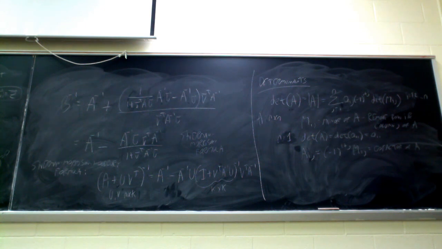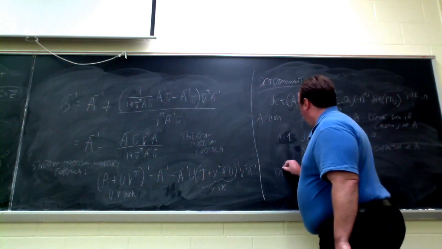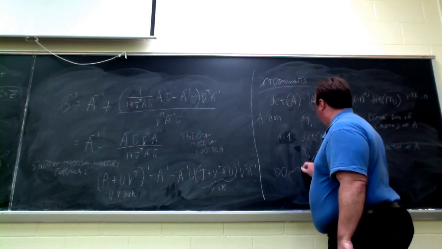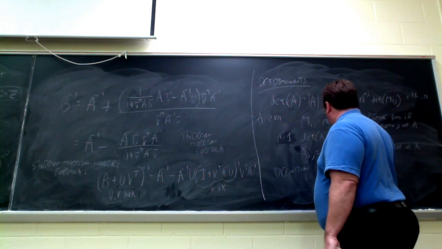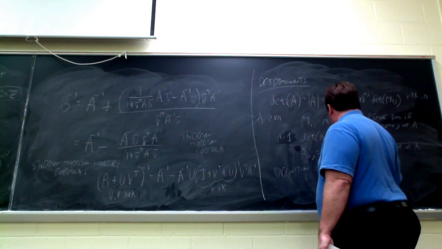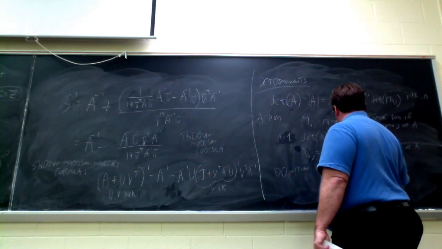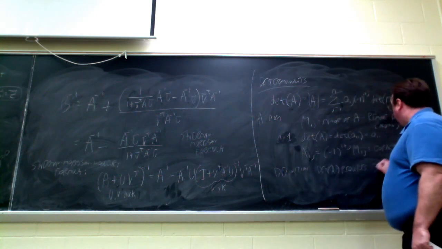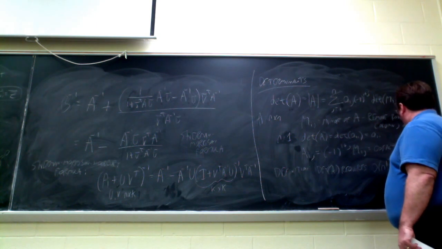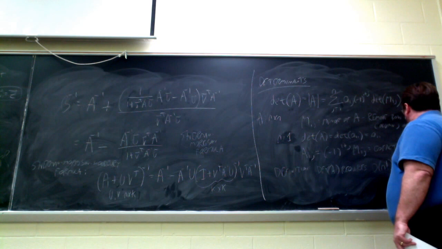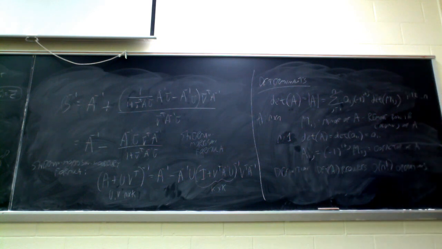Okay. But the problem is, this definition means that computing the determinant of A requires on the order of n factorial arithmetic operations, which is just outrageous. Even for a matrix like 10 by 10, we're talking 3 million operations.